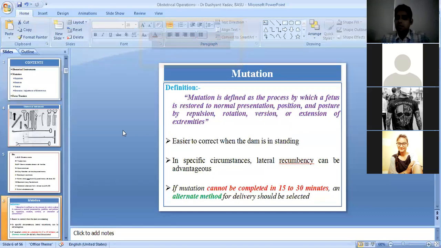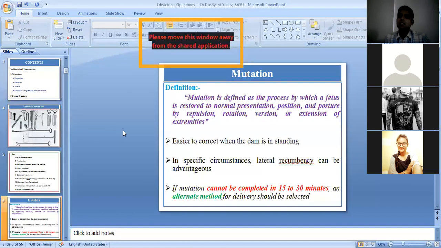If 15 to 30 minutes is not sufficient to correct the mutation, then we can think of another method like the pituitary or the cesarean section. But if you think that we can correct within 1 or 1.5 hours and we can safely deliver by per vaginal examination, then you should go for the obstetrical operation only, not go for the pituitary or cesarean section. Okay.